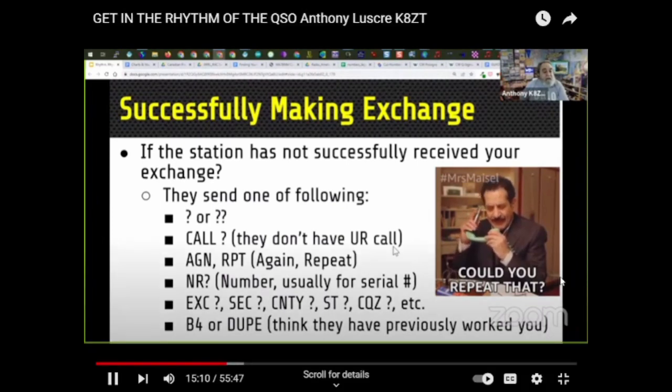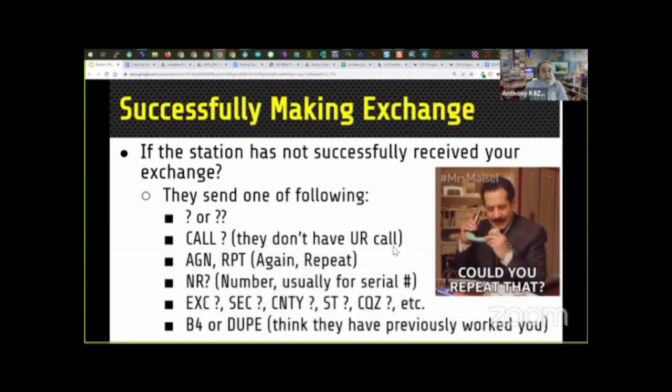"NR?" or "number" means that they're usually missing the serial number or the zone number. But they might send anything, like the full exchange, the section, the county, the state, the CQ zone. If they only ask for part of your exchange, give that part so they can concentrate on it, and don't give the whole exchange over and over again.